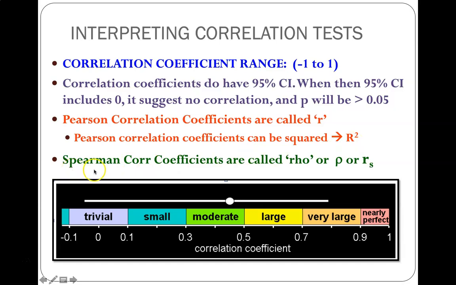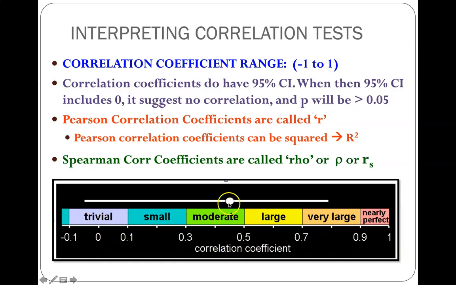The Spearman correlation coefficients are called rho values, with the Greek letter rho, written as R little s. That is a way of writing out what a Spearman rho value is. These range from 0 all the way up to 1, and then there's another scale that goes the other way, 0 to -1, and it's just the inverse of this.